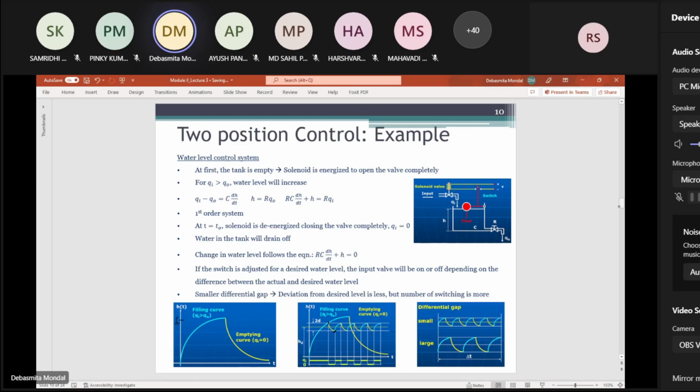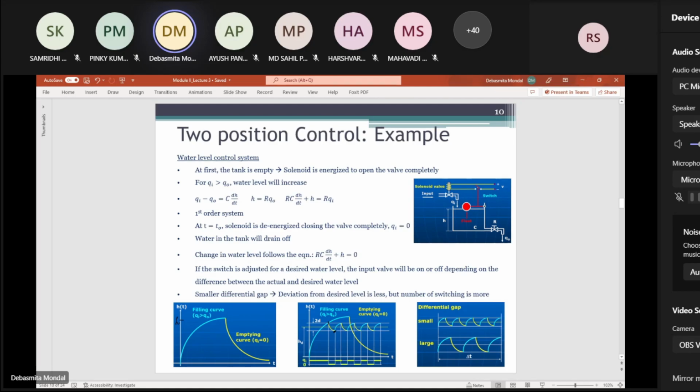So this kind of a cycle will keep on continuing. The effect of this differential gap is that if you have a very small differential gap, you will have more switching, but obviously here the error margin in the output is less. But if you have a larger differential gap, the error margin increases.